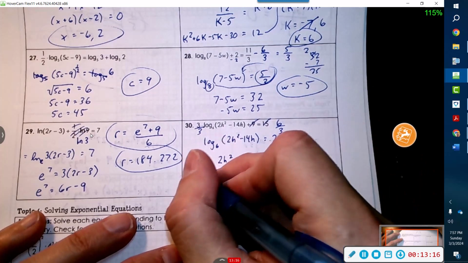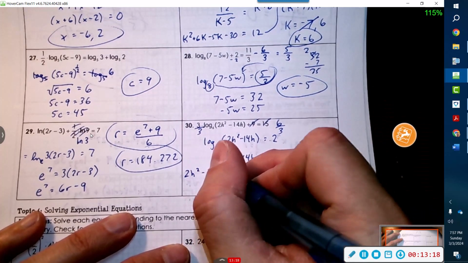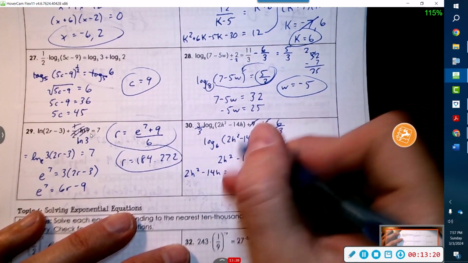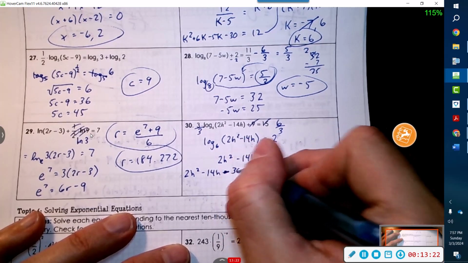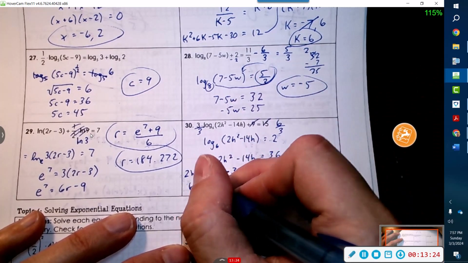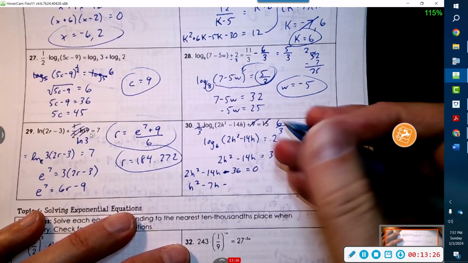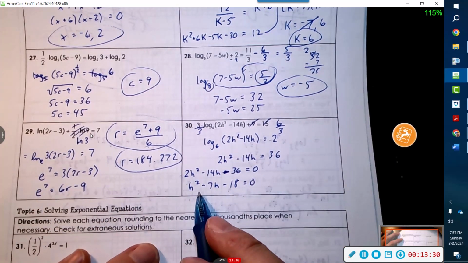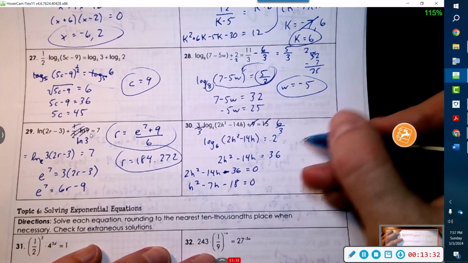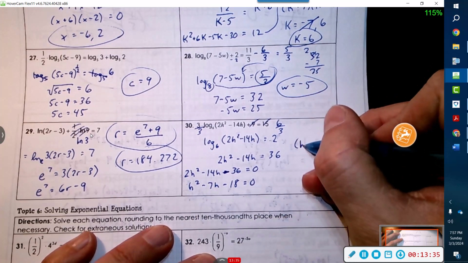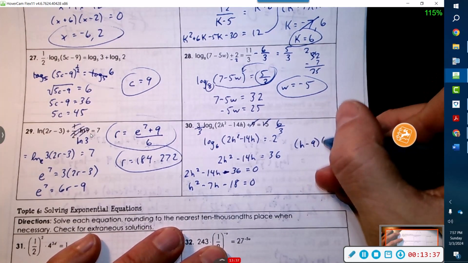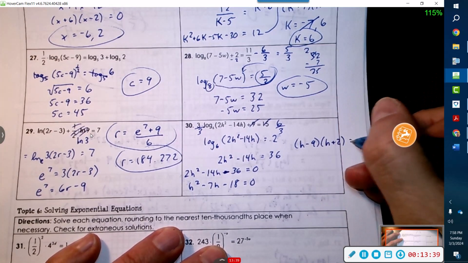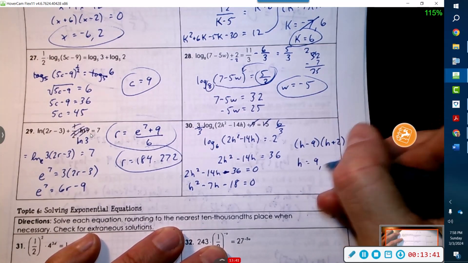Okay, so now we got another quadratic here. We're going to divide everything. Let's move him over here first, and then we'll divide everything by 2. And that's going to be 18. Okay, and then that'll be a 9 and a 2. So that would be h minus 9, and then h plus 2 equals 0. We got h equals 9 and negative 2.